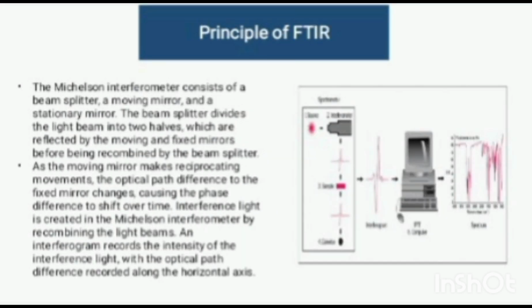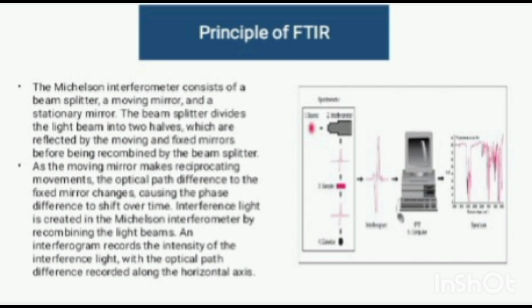The principle is that the Michelson interferometer consists of a beam splitter, a moving mirror, and a stationary mirror. The beam splitter divides the light beam into two halves, which are reflected by the moving and fixed mirrors before being recombined by the beam splitter.